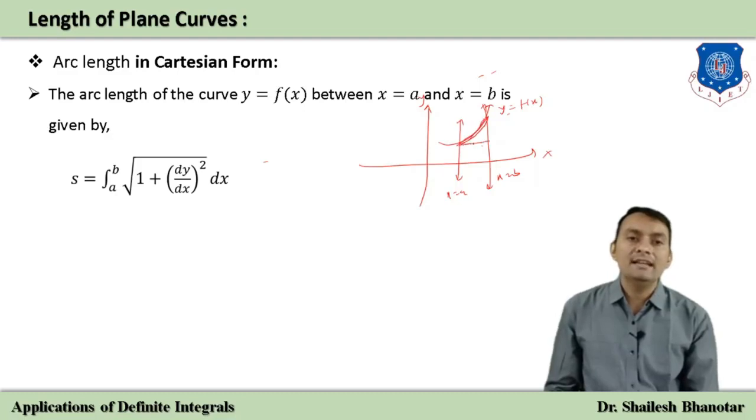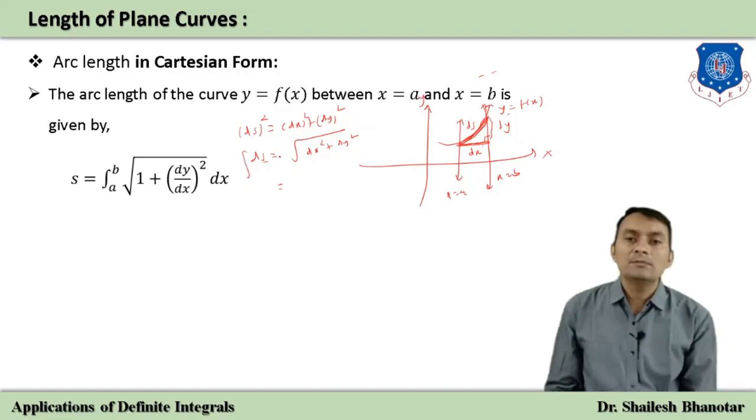When I draw a strip parallel to the x axis, I can say this is the strip. This is the change in x, which is dx, and the corresponding change in y is dy. This angle is 90 degrees, so we can apply the Pythagoras theorem here. Hypotenuse square, that is ds square, is equal to dx square plus dy square. When I write only ds, it is the square root of dx square plus dy square.